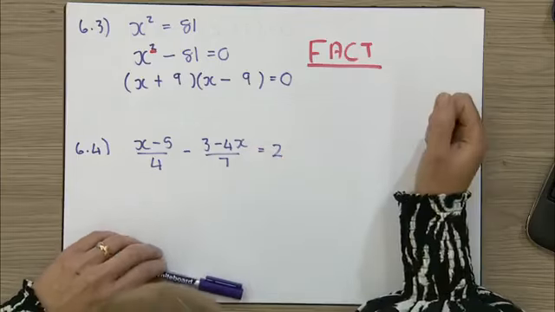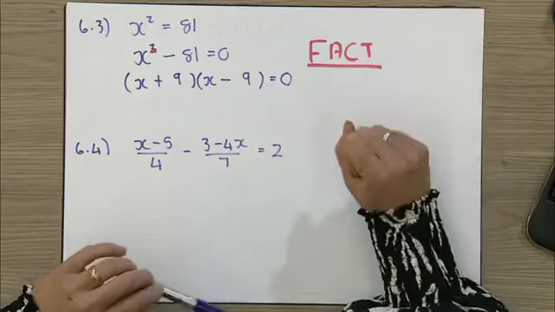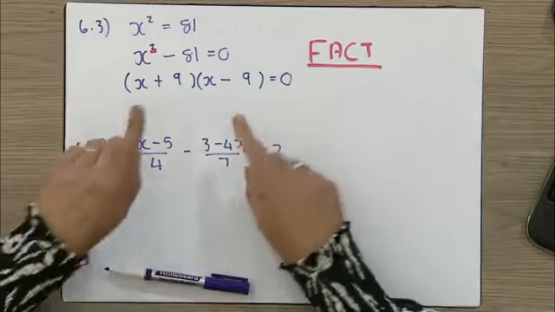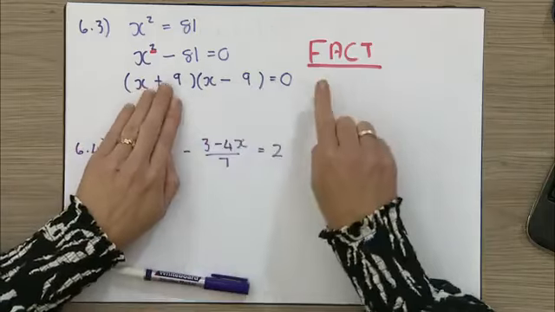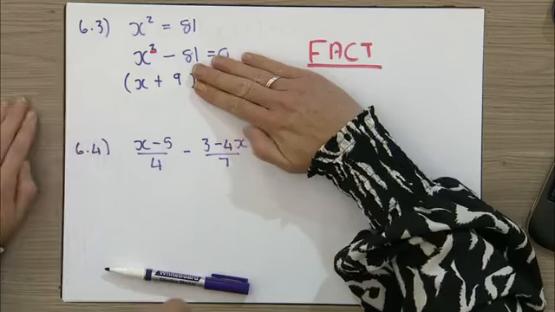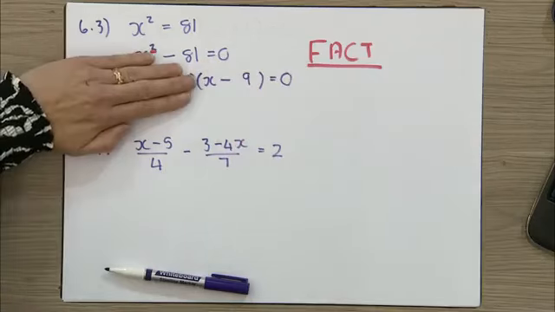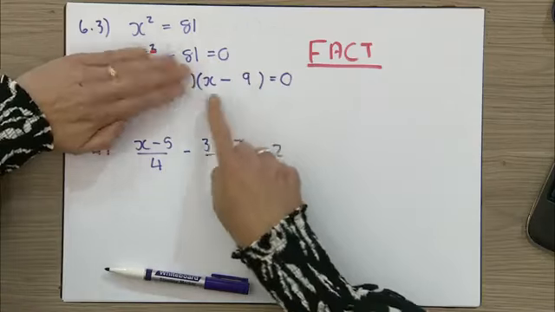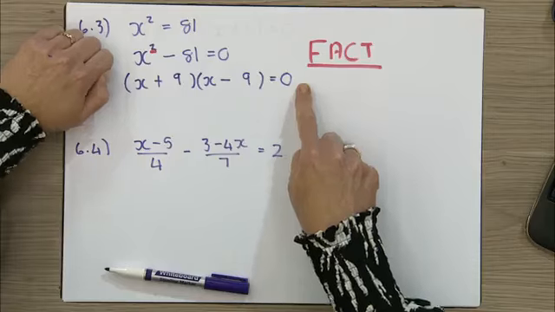Example, what's 10 times 0? 0. What's 100 times 0? 0. So to multiply things and get an answer of 0, it means either that one had to be 0 or this one had to be 0. It's the only way if I'm multiplying to get an answer of 0.